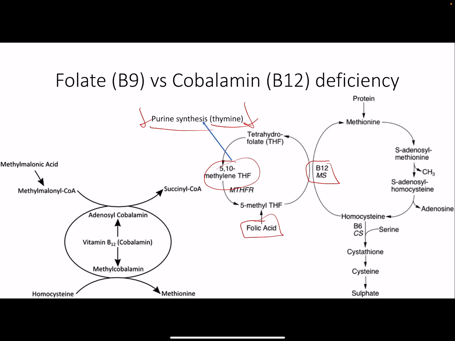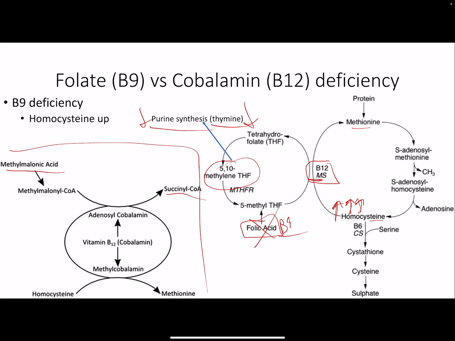So B12 also plays a role in the conversion of methylmalonic acid to succinyl-CoA. So if I have a B9 deficiency, B9 is folate, I'm only going to have homocysteine levels up. Note that if I didn't have B9, I would not be able to do this reaction, which means I would not be able to convert homocysteine to methionine, which is why homocysteine is just going to build up. So homocysteine levels are higher, but it has nothing to do with this reaction over here. So only homocysteine levels are up.